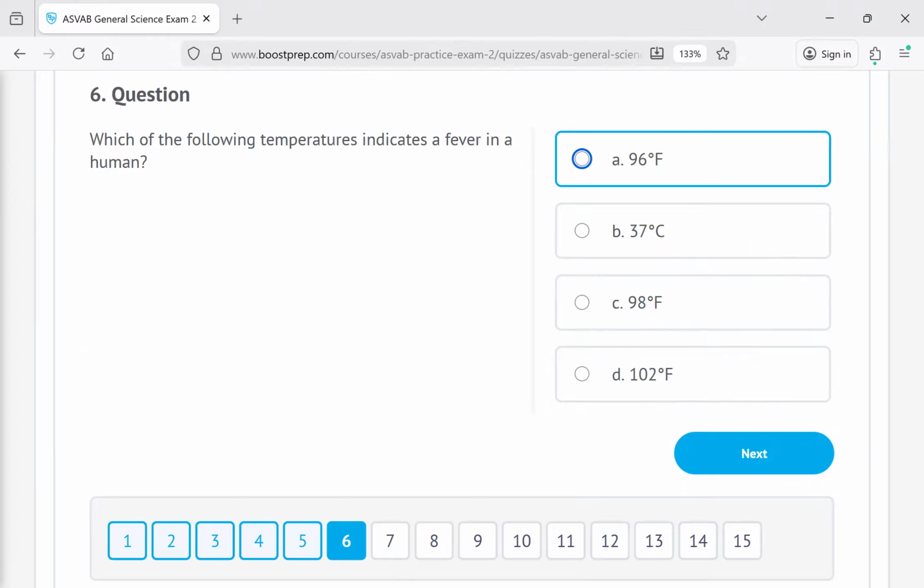Hold on. I think it's 102. Let me check. Yes, it is definitely 102. 102 is just way too high.